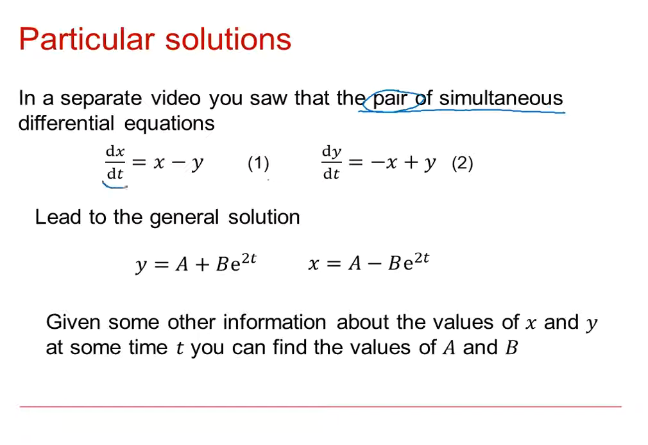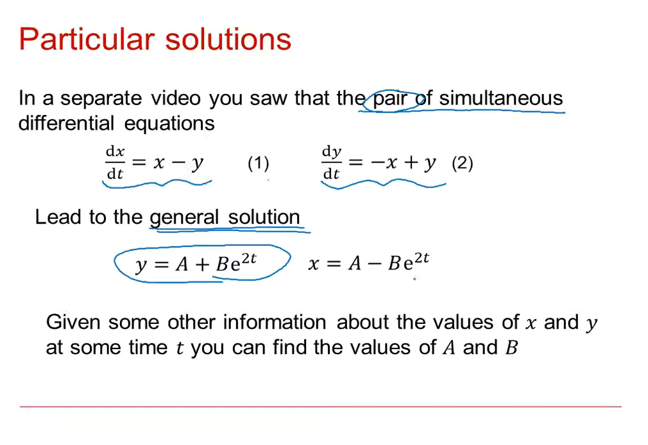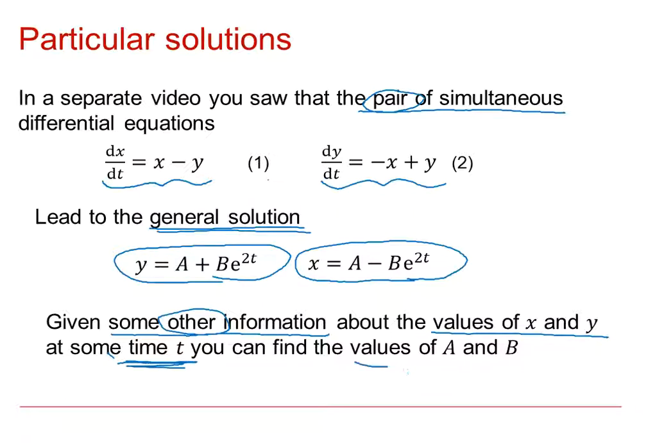So for example, if this is our first order equation for dx by dt and this is our first order equation for dy by dt, we found that we could form their general solutions in the form y equals a plus b e to the 2t and x equals a minus b e to the 2t. If we are now given some other information about the values of x and y at a particular time t, we can attempt to find the constants a and b and therefore find the particular solutions.